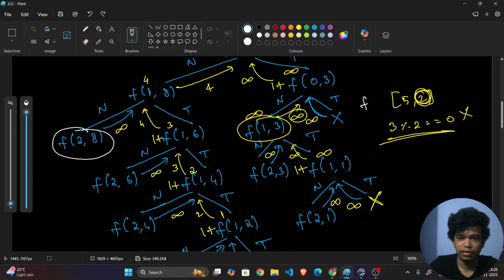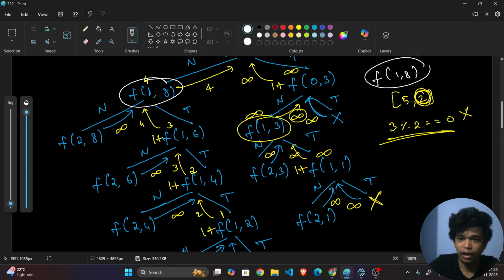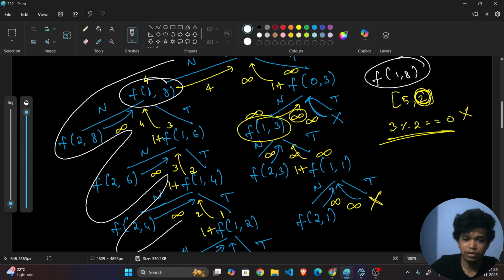Or else let me make it simple. Like here it is 1,8, right? Here it is 1,8. Again here also it will occur, 1,8 anywhere else. But this 1,8 will be finished first, right? Because of the DFS nature.